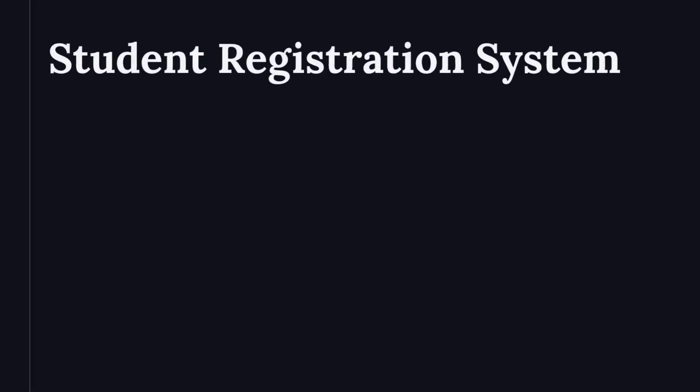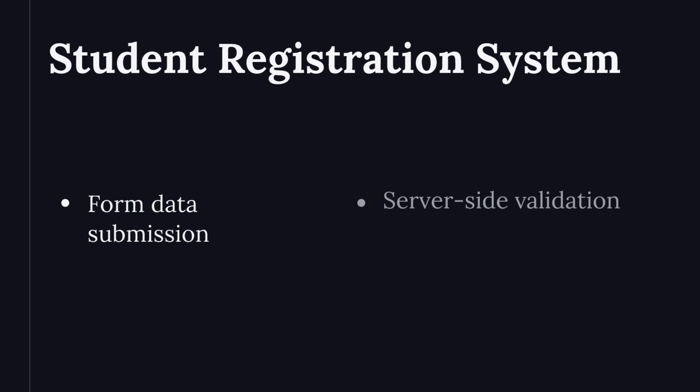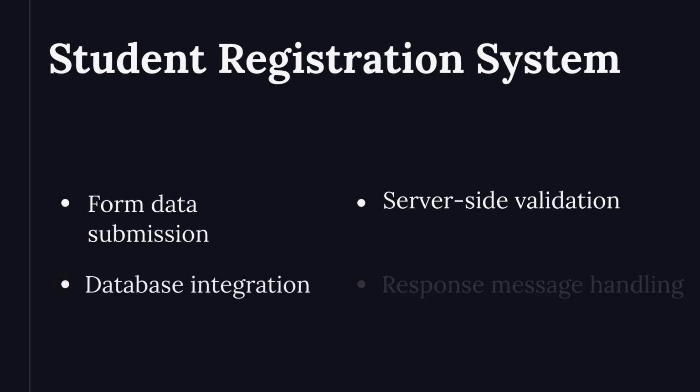A student registration system is a simple server-side example. The user fills in a form, and the browser sends data to the server. The server validates the input and saves it to a database. It then returns a success or error message. This demonstrates request handling, validation, and database use.